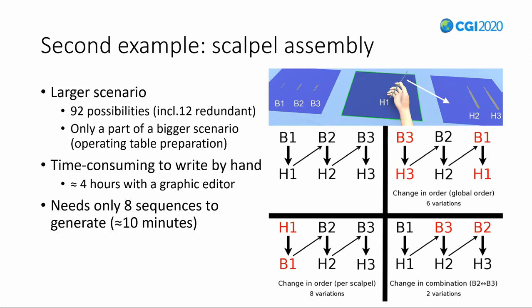At the other end, with the generalization, 8 sequences, so 8 observations, are enough to get the complete scenario. So, if we consider that we take approximately 1 minute for each sequence, it can be done in only 10 minutes to get the complete scenario. So, this takes significantly less time with the generalization than by hand.